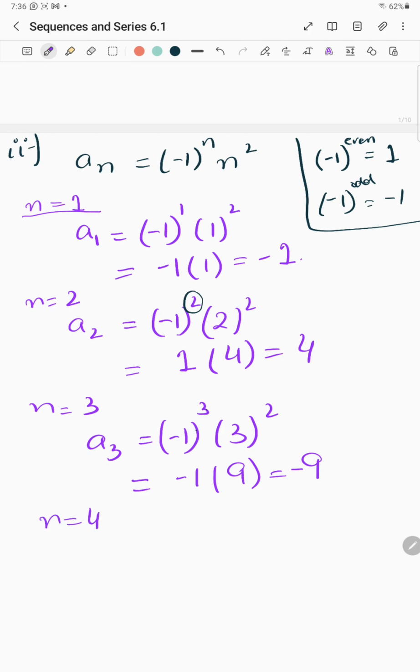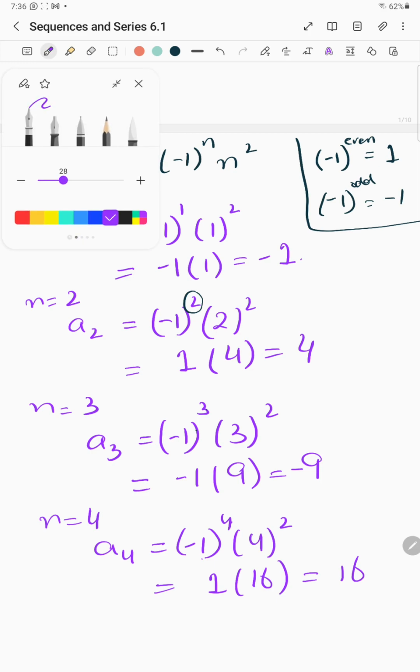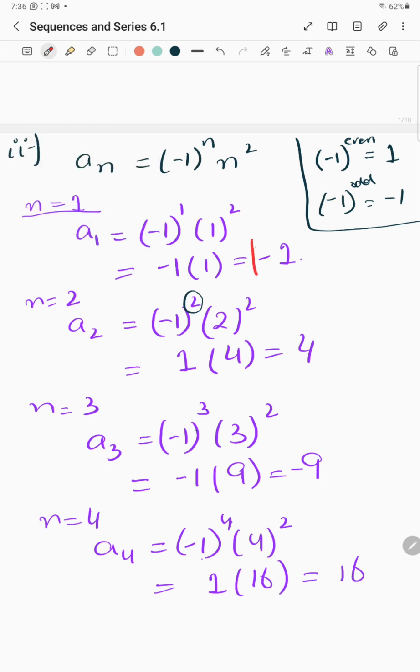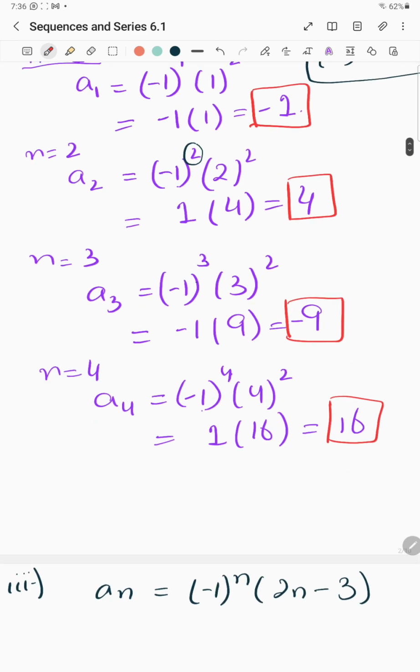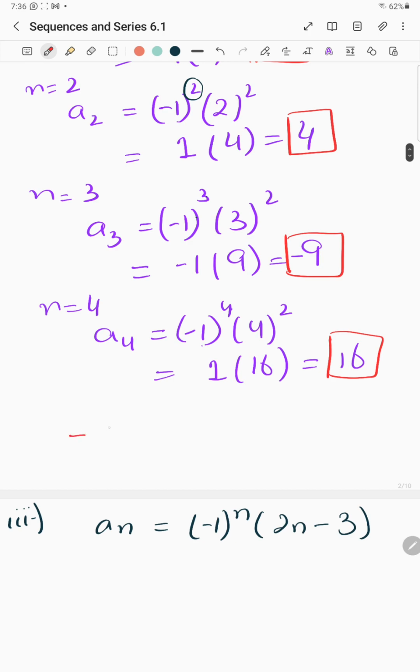N is equal to 4, a4, which is equal to -1 to the power 4, 4 square. So 4 is even, so -1 to the power 4 would be +1 and 4 square is 16, so it's going to be 16. Okay, so what is the sequence that we get? -1, 4, -9, 16.